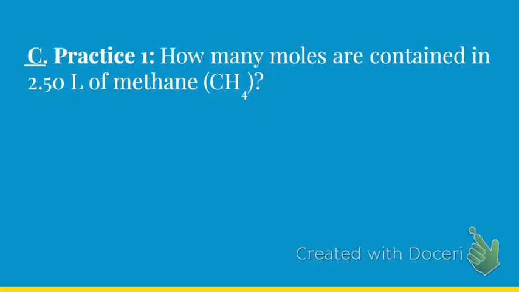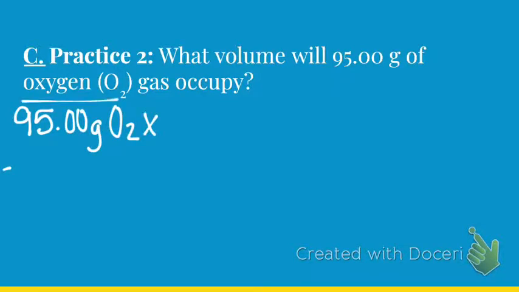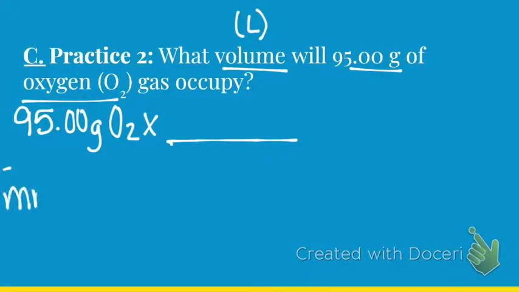Moving on to the next practice problem, it asks what volume will 95 grams of oxygen gas occupy? So in this particular example, you're starting out with a mass, and that's 95 grams. So if you follow your roadmap, it needs to get from grams to volume. Volume is measured in liters. So the only way that you could get there was starting out with molar mass of oxygen.